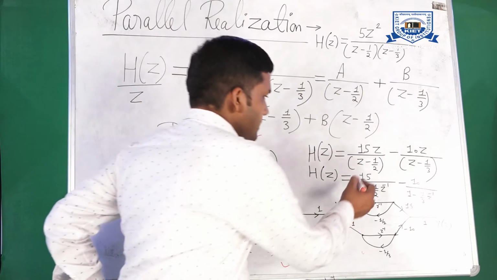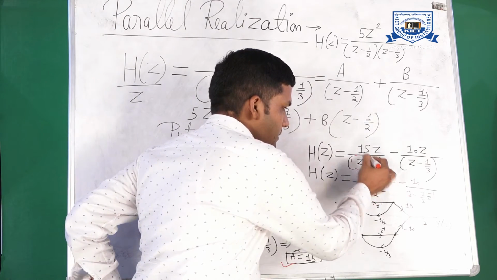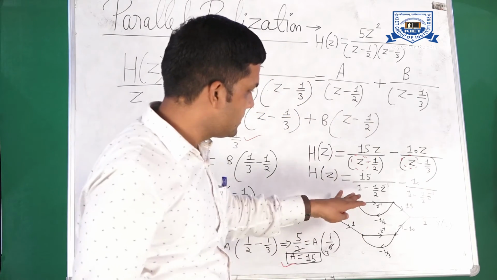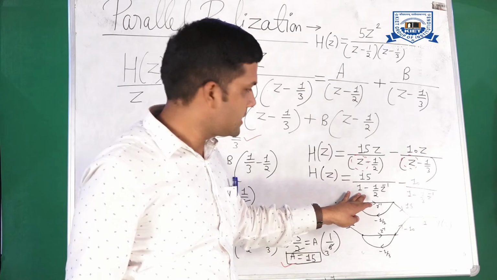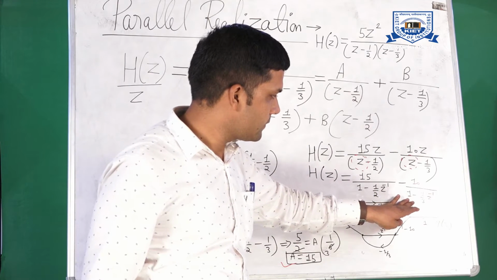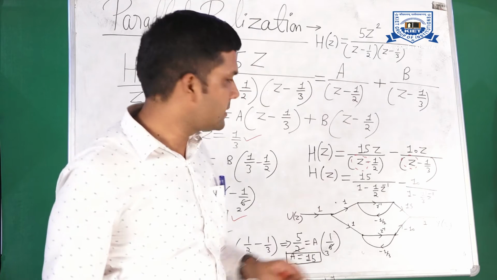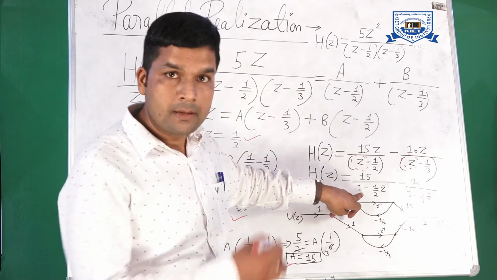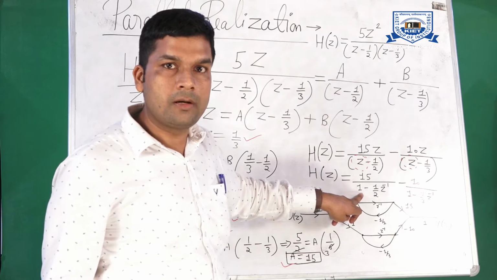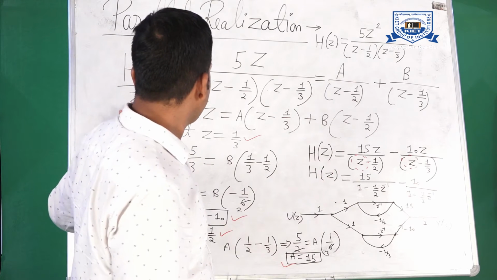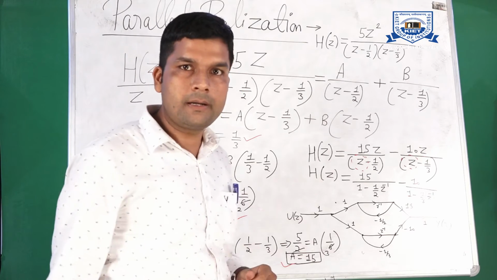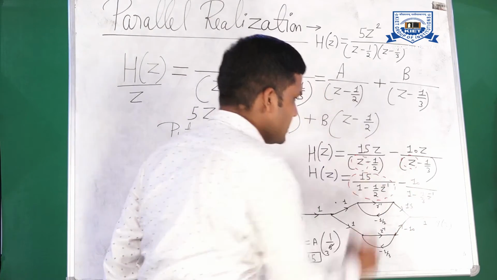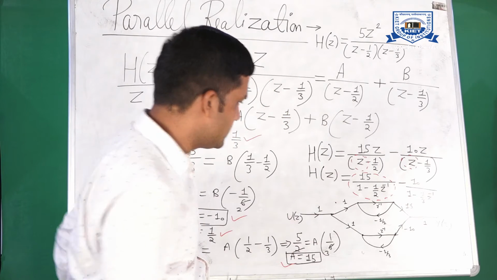Now make this 1 and make this 1. We get 15 upon 1 minus 1 by 2 z inverse, minus 10 upon 1 minus 1 by 3 z inverse. And the picture and the figure of this is like the CCF, controllable canonical form. That's why I have divided H(z) by z. Now make the CCF for this H(z).